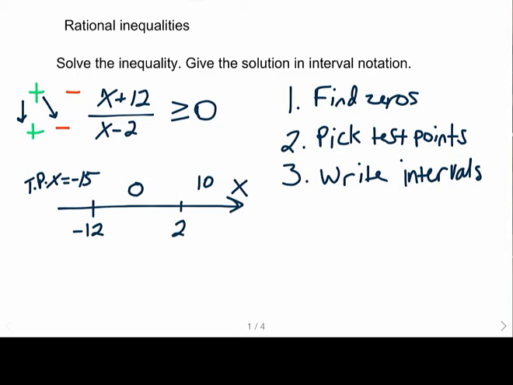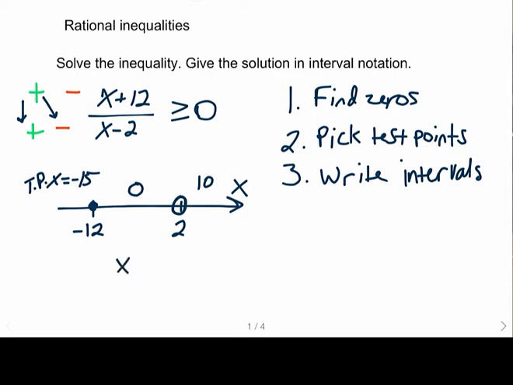Here's a big difference though. While the numerator is 0 if x is equal to negative 12, the denominator being 0 at x equals 2 means it's undefined. And so I'm going to put an open circle on the number line at 2, indicating no matter what happens, I cannot put 2 into that expression. Now we have found zeros, we have picked test points.